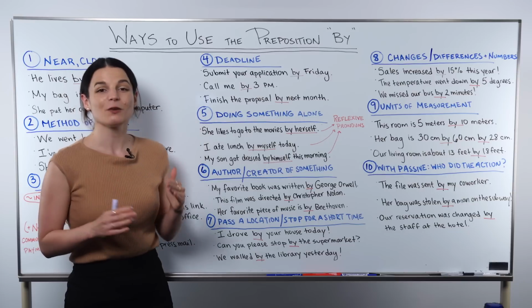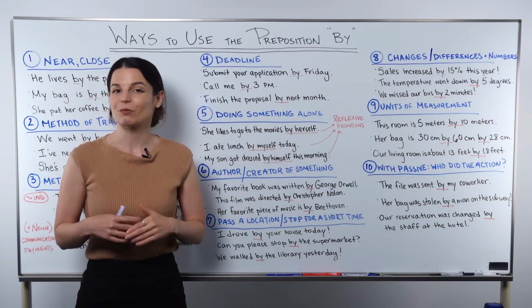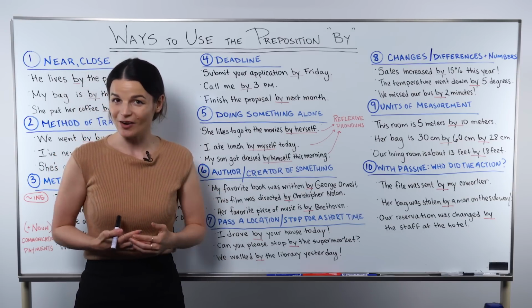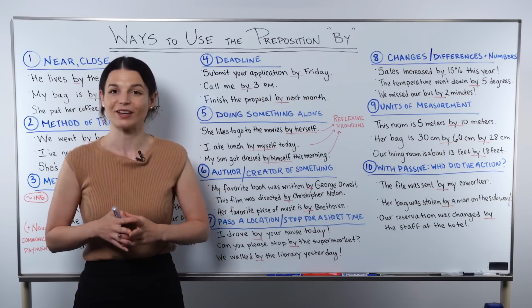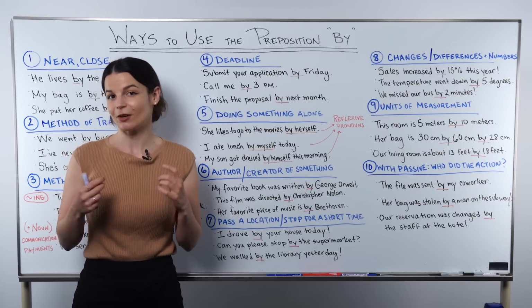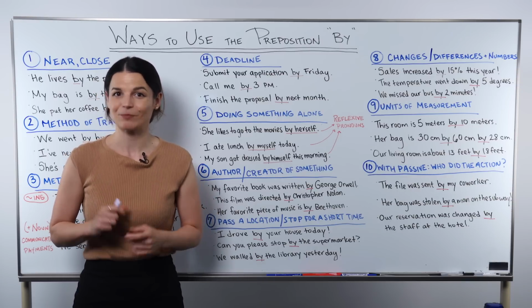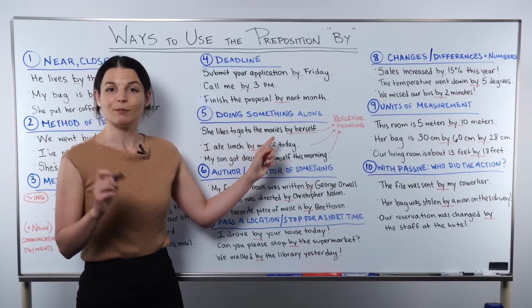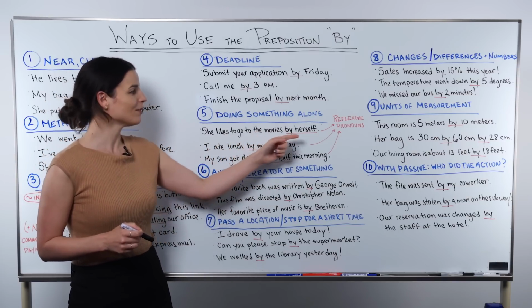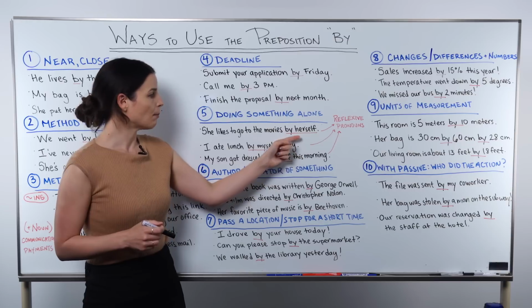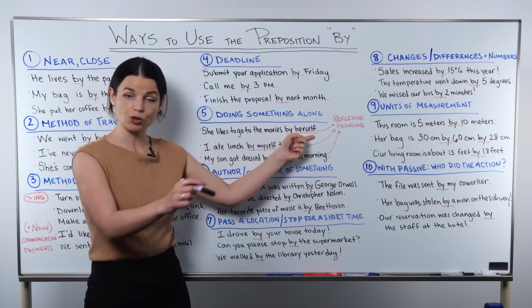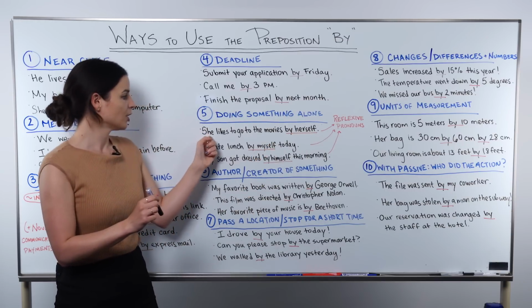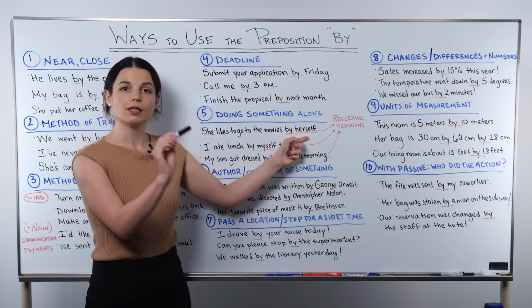Number 5, we can use by when we want to express that we are doing something alone or that someone else is doing something alone. There's a very specific grammar point we need to keep in mind here. So let's look at these examples. First, she likes to go to the movies by herself. So this by herself means alone, just one person. In this case, she.